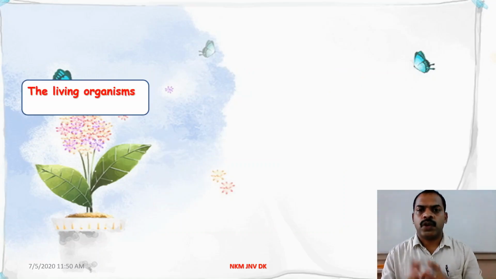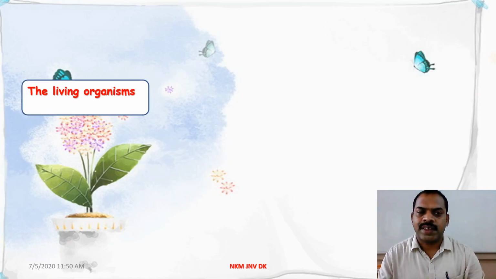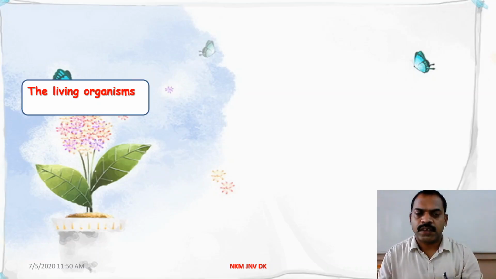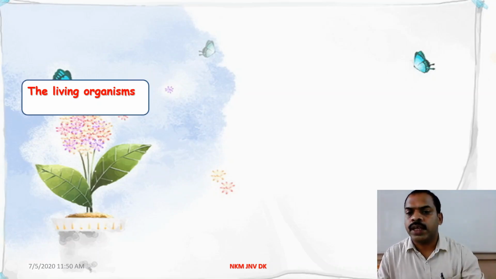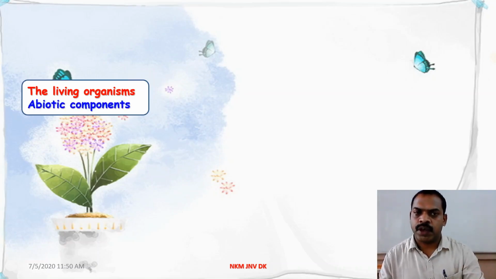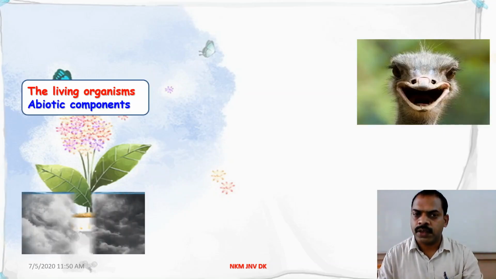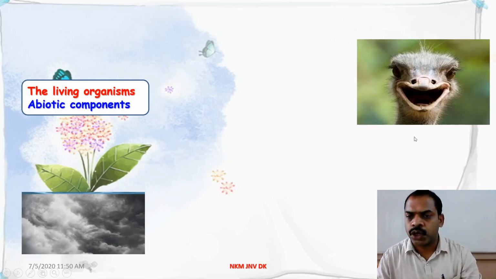So, if you look around, you can see plenty of things. Some will be living and some will be non-living. We call them biotic and abiotic components. How to differentiate whether a thing is biotic or abiotic? See here, the first one I showed you, the ostrich, is it biotic or abiotic? How do you know?